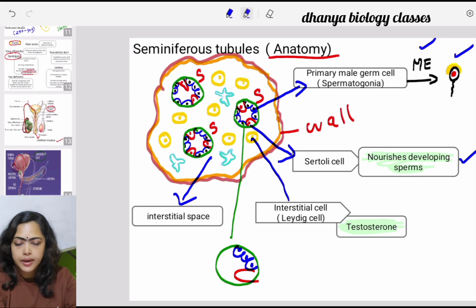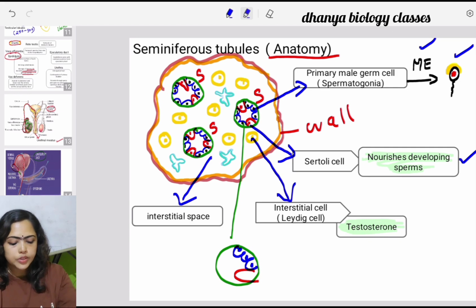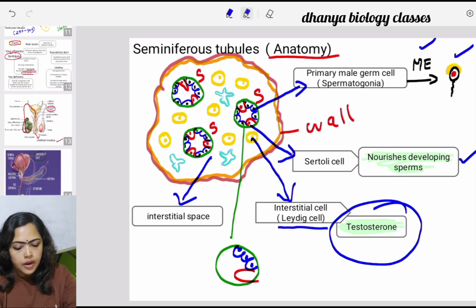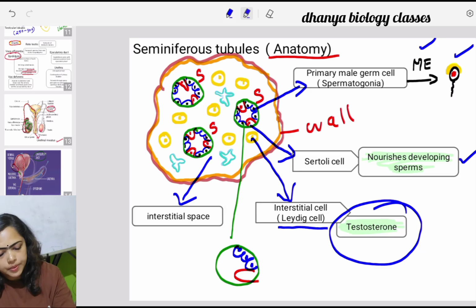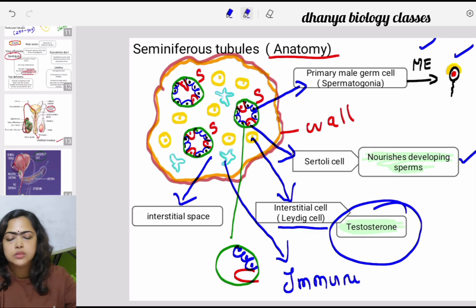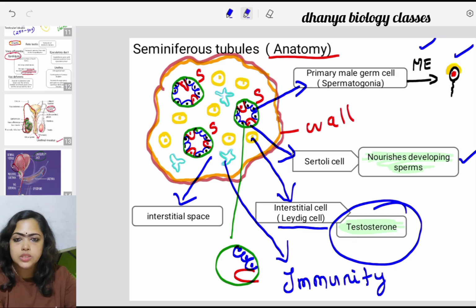This was discovered by the scientist called Leydig, and so it is also called what? Leydig cell. This cell is important because it is involved in the production of what? Testosterone. And then some other cells are also there. They are the immunologically competent cells which provide immunity. Clear? That means they are the leukocytes like B cells, T cells and monocytes. So this is about the anatomy of seminiferous tubule.